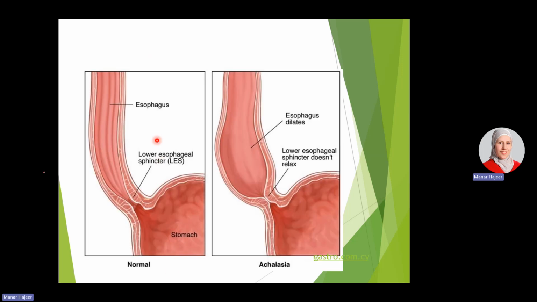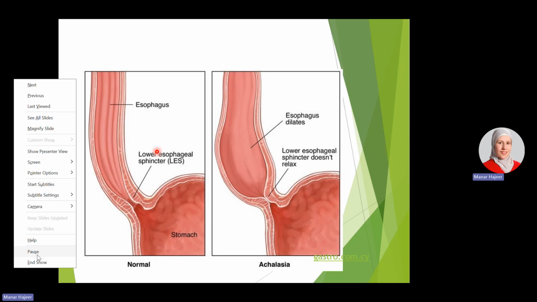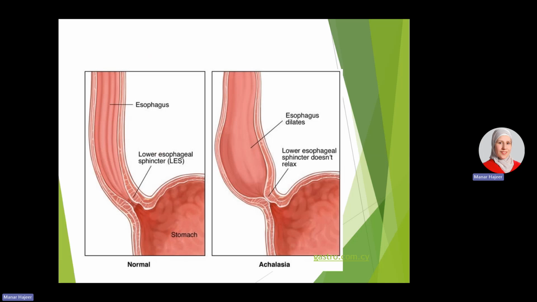As you can see here, this is the lower esophageal sphincter, and the tone of the sphincter is increased, so it is semi-closed. It will not open and will not be completely relaxed upon the arrival of food, so the food will accumulate in the esophagus and the esophagus will dilate. This is the typical feature in achalasia.